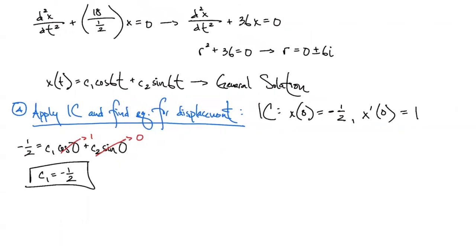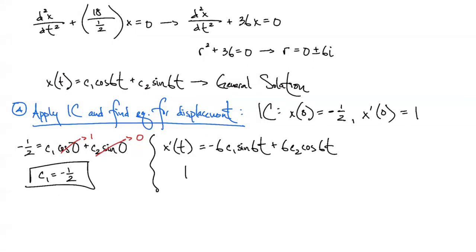We're going to do a little bit of work. We're going to find that first derivative. We're going to need chain rule. So -6 C1 sine of 6t plus 6 C2 cosine of 6t. And now I'm going to go ahead and plug in the initial condition. So I get 1 equals -6 C1 sine 0 plus 6 C2 cosine 0. And this whole first term is going to go away. Cosine 0 goes to 1. And we will get C2 equals 1/6.